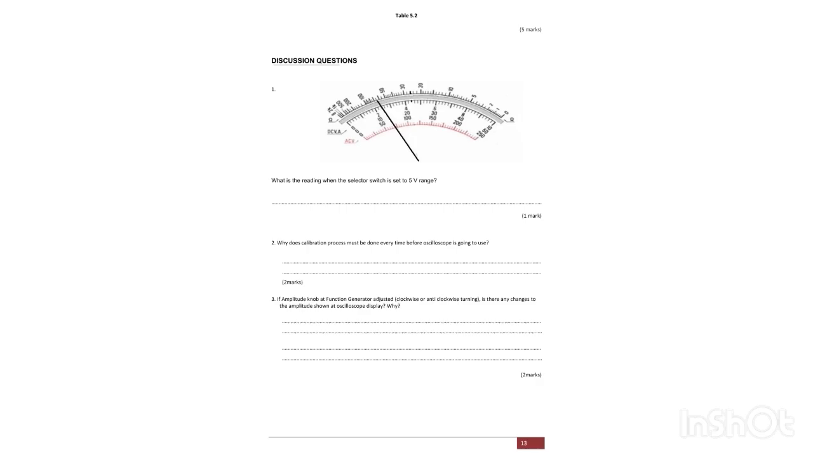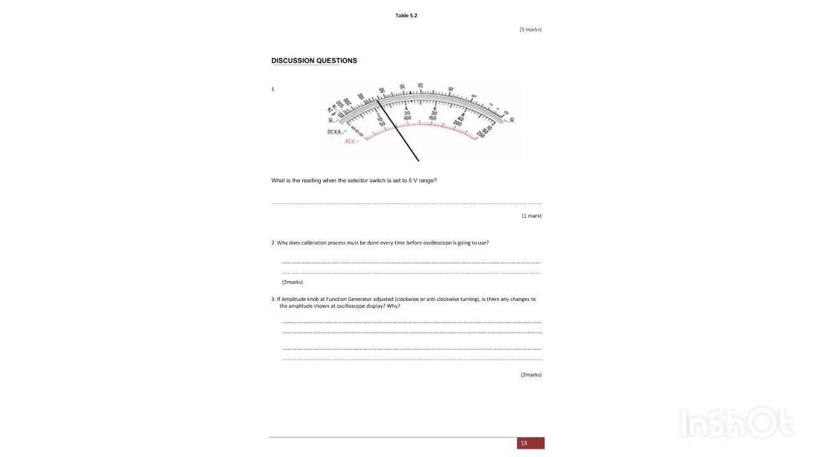Calibration must be done before using because it ensures accurate and reliable measurements and checks whether the probe and oscilloscope are working correctly. It also adjusts internal settings so readings like peak-to-peak voltage and frequency are precise. And third question, if the amplitude knob at the function generator is adjusted, is there any change to the amplitude on the oscilloscope?